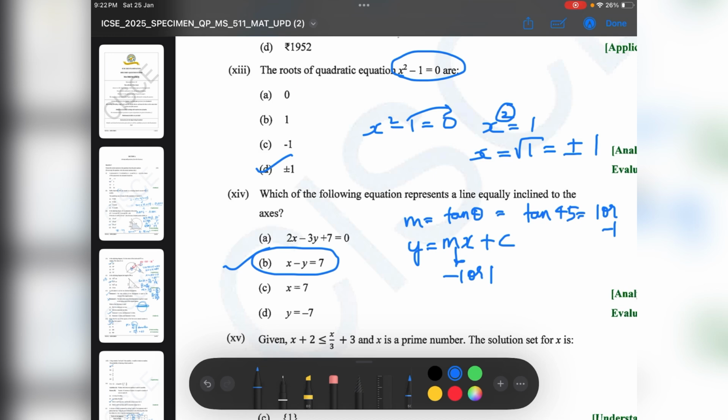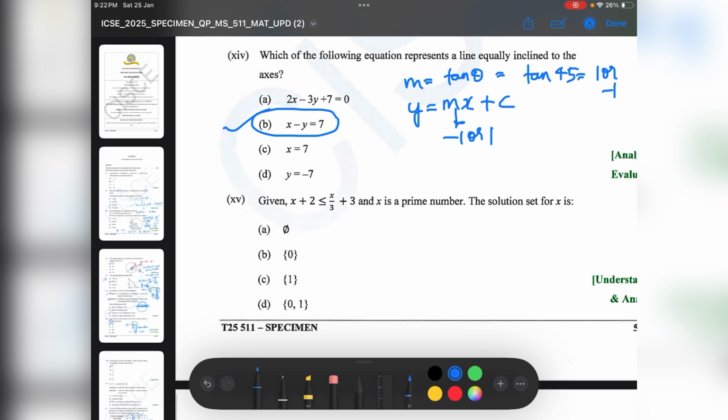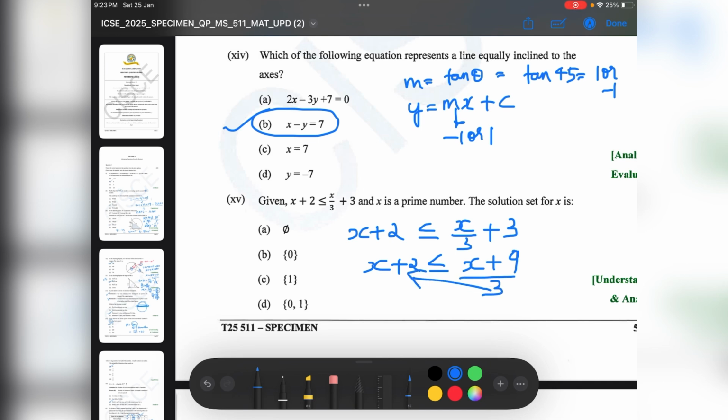Okay. Now the next one, it's very simple. Here x is a prime number. So here x plus 2 will be lesser than x plus 3, this thing. Now take the denominator, so it will be x plus 9 upon 3. And shift to that side, so it will be 3x plus 6 is equal to x plus 9. So further, what will come? 3x minus x, shift it, 9 minus 6, so it will be 3.